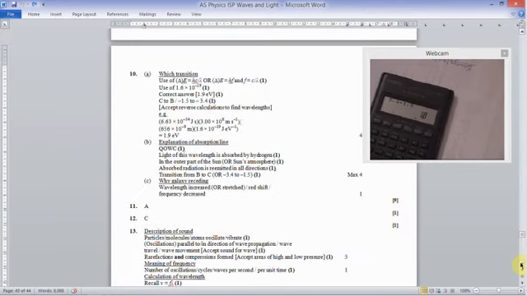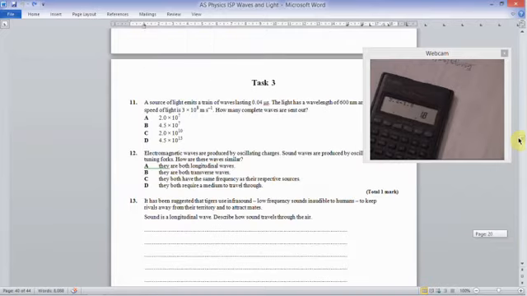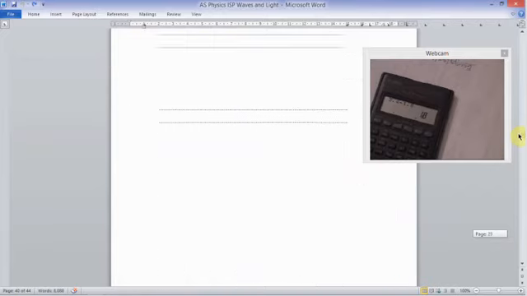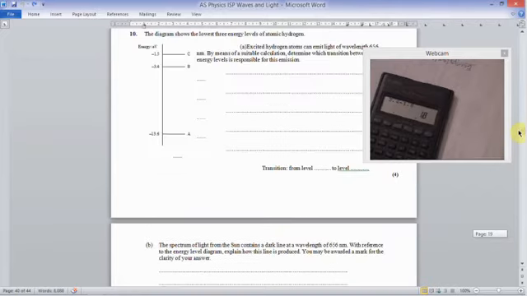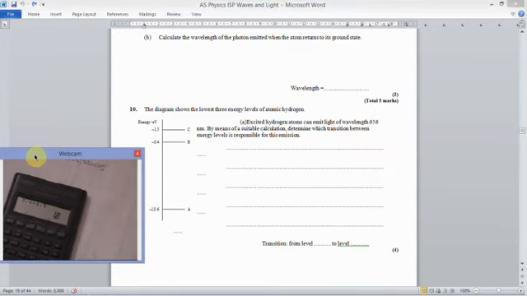Okay, so I think we've got one more question left, and then we're finished on energy levels. I've gone through this one quite quickly, so do play it back if you need to. It's only question 10 left. Scroll back up. Okay, so let's move this over to this side.